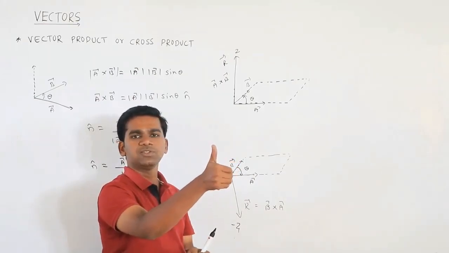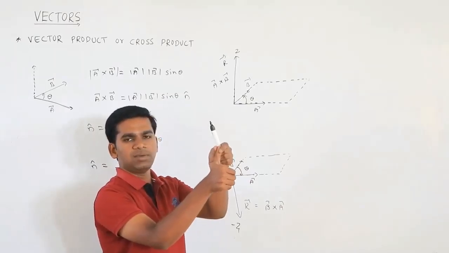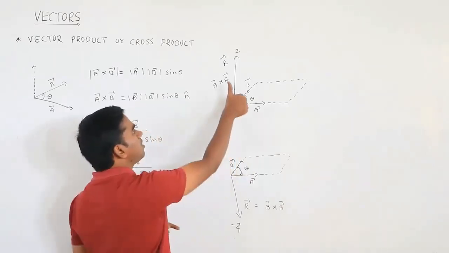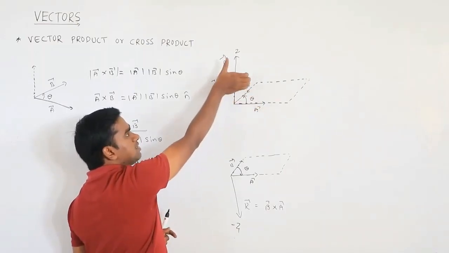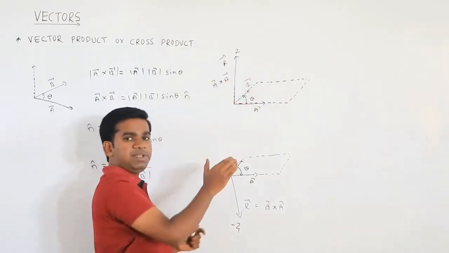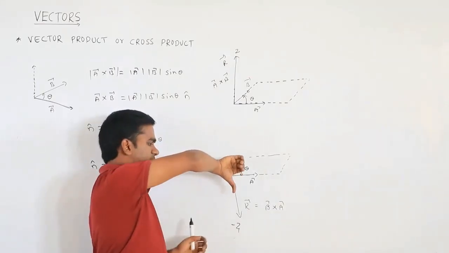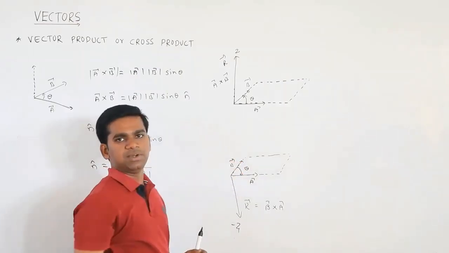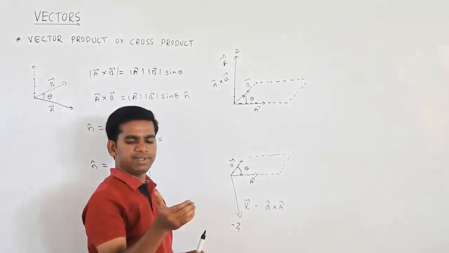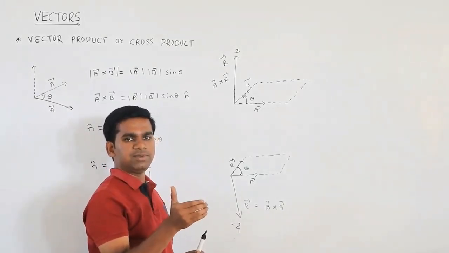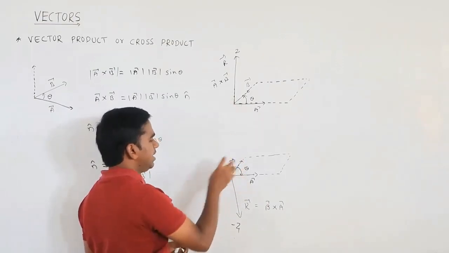So your fingers are showing the movement A to B. So what will your thumb show you? Your thumb will show you the direction of the resultant. So from A to B, the resultant is along here. If it is B to A, your fingers should come from here to here. So B to A, it will go down. So with the help of your fingers, you can give the idea of the direction of the resultant.